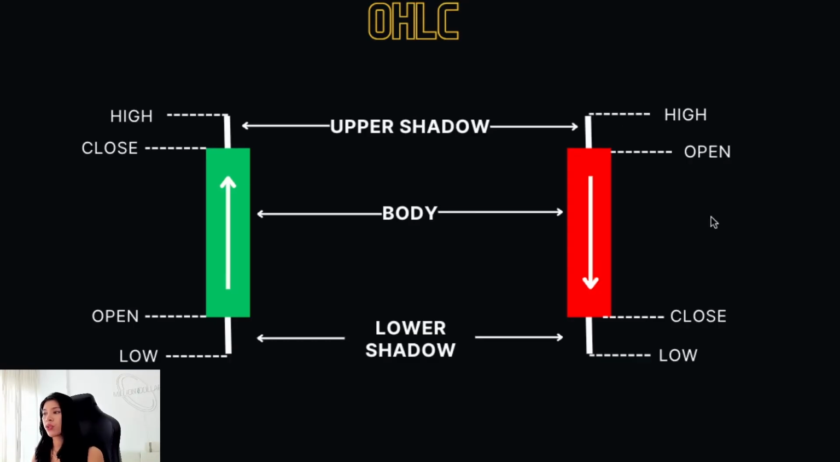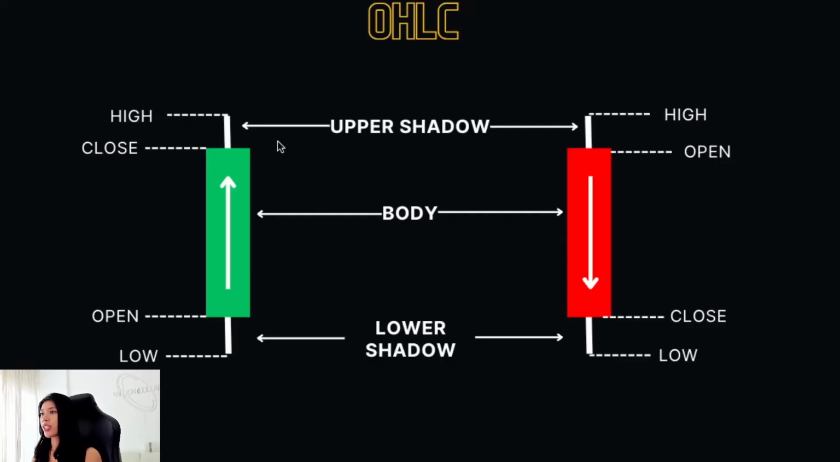All right, the same goes for the bearish candlestick. High is here. High is the highest price during the trading session. Open is the opening price at the beginning of a trading session, close is the session's closing price, and low is the lowest price reached during that trading session that you're trading.